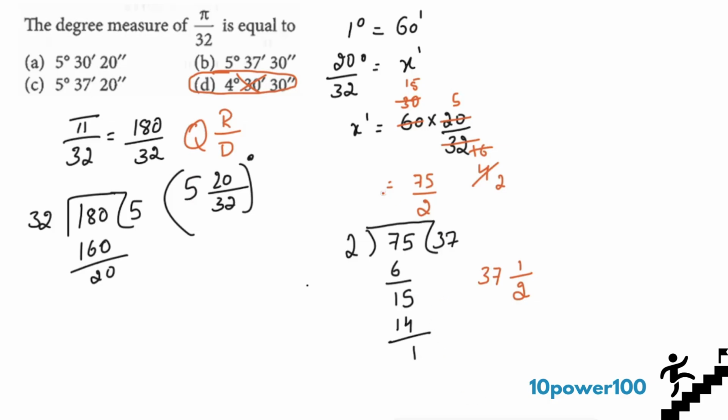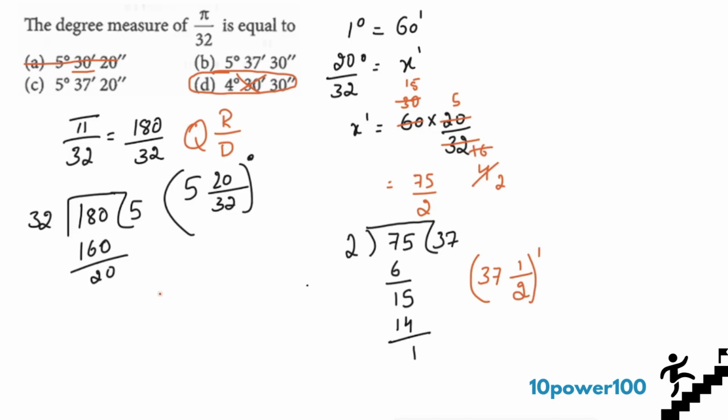Now look at option A. We don't have 37 minutes, we have 30 minutes, so option A also we can eliminate. Now there are 2 more options, and one of them is the right answer. So 37 1 by 2 minutes, we got it. Now we have to convert that 1 by 2 minute to seconds.